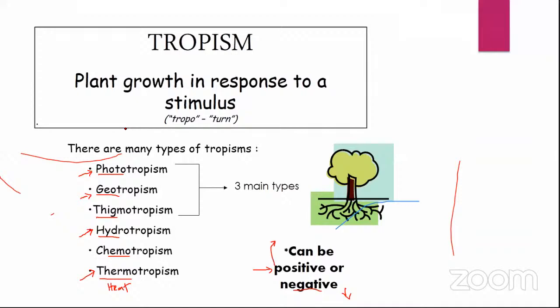And the stimulus in this case, if it is photo, it's going to be light. If it is geo, it's going to be gravity. If it is thigmo, it's going to be touch. If it is hydro, it's going to be water, chemo, chemicals, and thermo, heat. Okay.